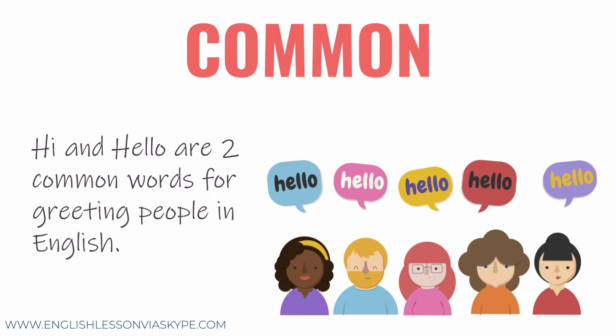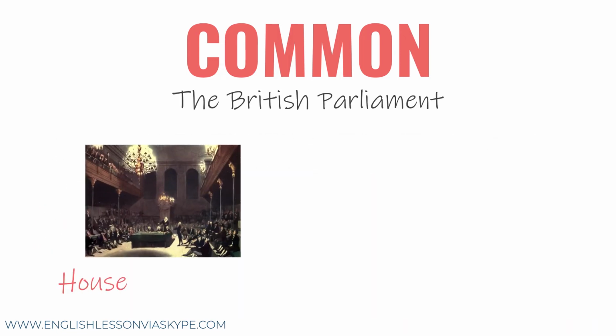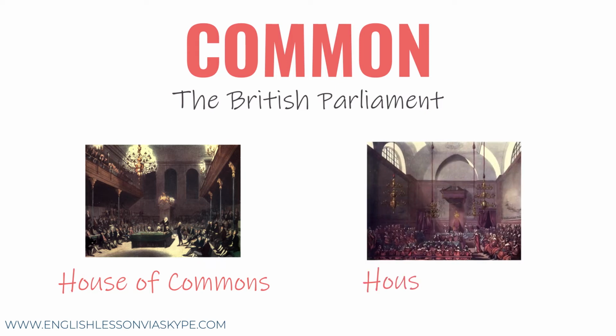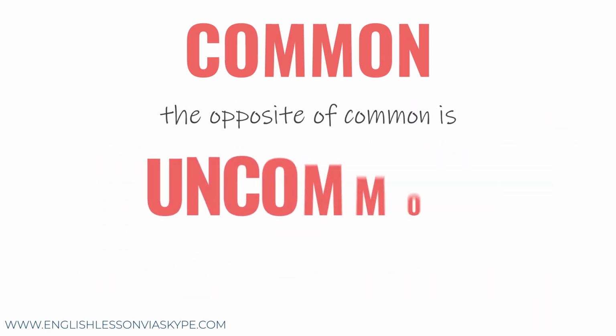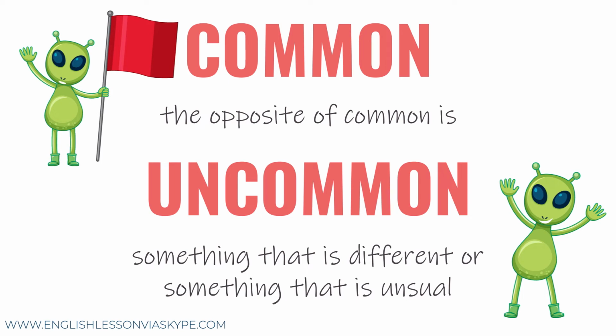So common is something everyday. If you look at British history, for example, you have two houses in the Houses of Parliament. You have the House of Lords, which is the upper house for the dignitaries, the lords, and you have the lower level, which is the House of Commons for the common people. So in history, the House of Lords represented the elite, and the House of Commons was, as I said, the lower level, which represented the common or ordinary people. And that's how they looked on people, the difference between the high and the low. Okay, so this is another definition of common. And the opposite of common is uncommon, something that is different or something that is unusual.